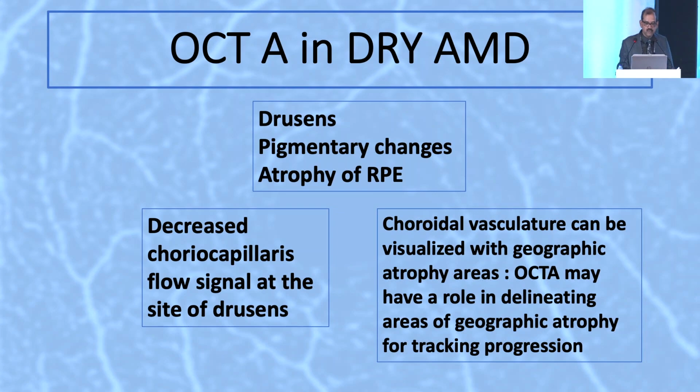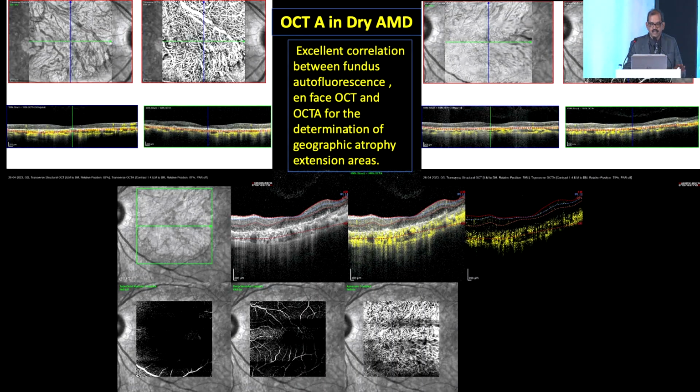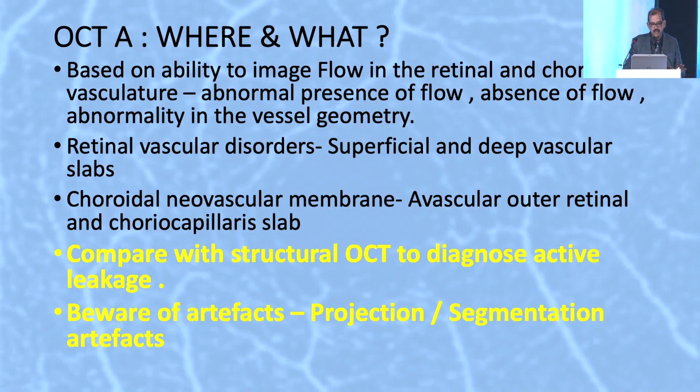OCT angiography also has a role in assessing the progression of dry AMD, because there is excellent correlation between fundus autofluorescence and OCT angiography for determination of geographic atrophy if it is extending into these areas. In future, this is for leakage. You can see whether fluid is present on the OCT pictures, and if you find fluid, you need to treat these neovascular lesions.